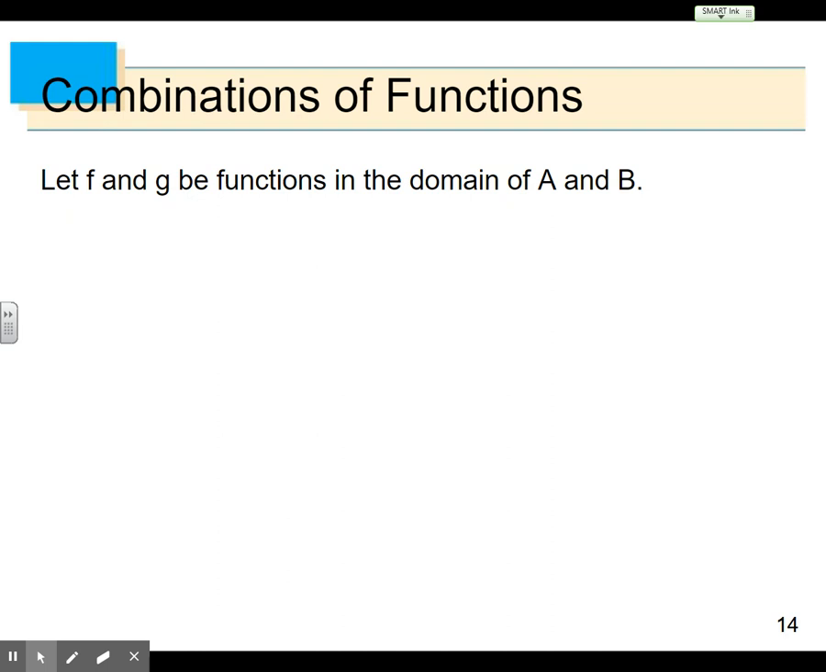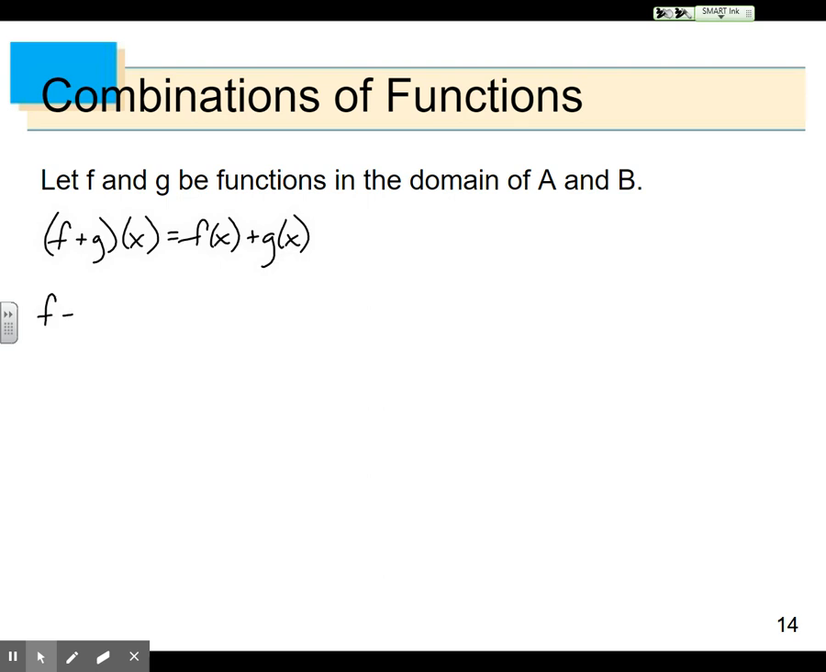Combination of functions, or as I often refer to them, operations on functions, is simply where you're given two functions and you're asked to add, subtract, multiply, or divide them. The way they write it is kind of weird. For instance, if they write f plus g of x, what they want you to do is take your f of x and add it to your g of x.